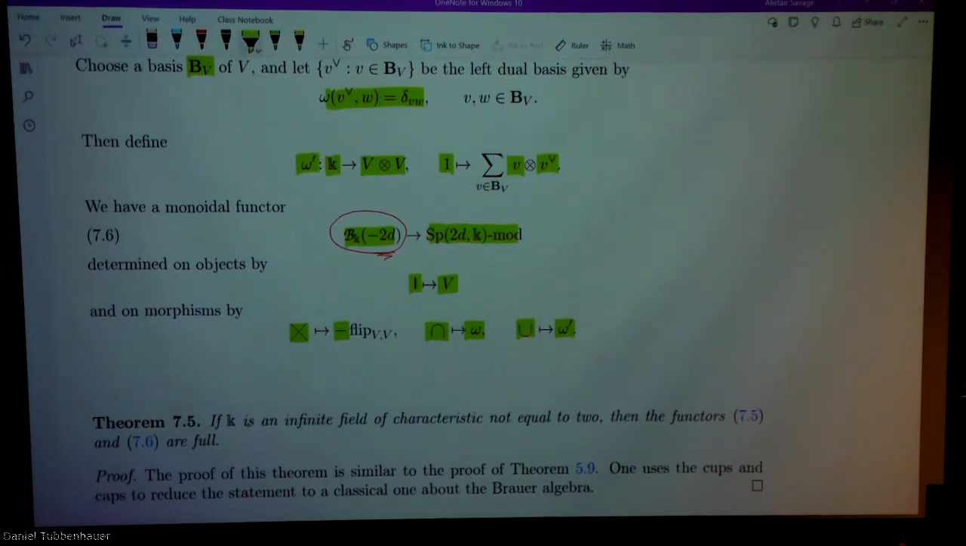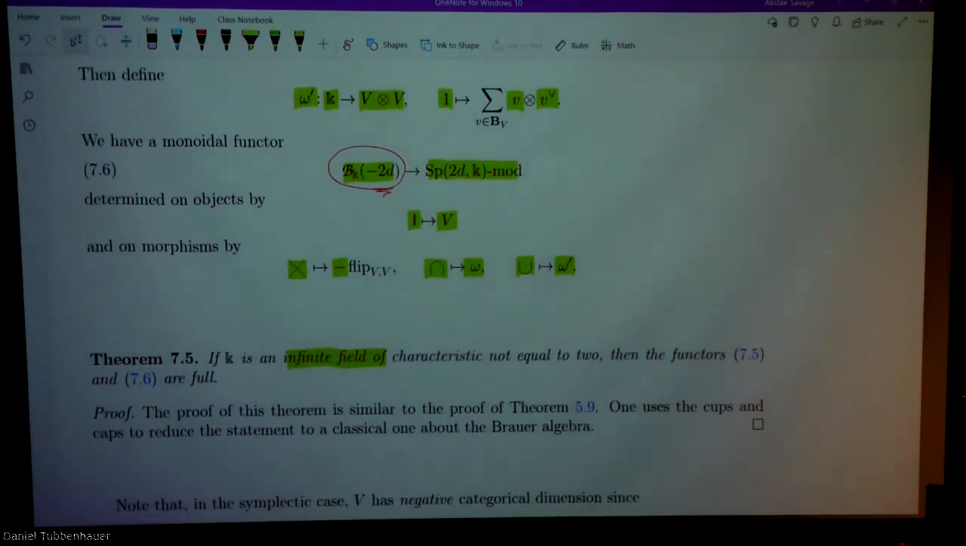If K is an infinite field of characteristic not equal to 2, then both of these functors are full. The one to orthogonal modules for the orthogonal group, and this one for modules to the symplectic group. Right? So this is the analog of the theorem we had that the functor from the oriented Brauer category to modules for the general linear group was full. So when you do the orthogonal and symplectic series, you need this Brauer category. And that's because the natural module is self-dual. So it's the Brauer category instead of the oriented Brauer category.